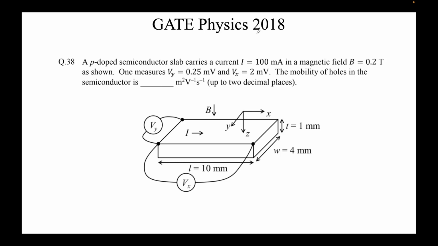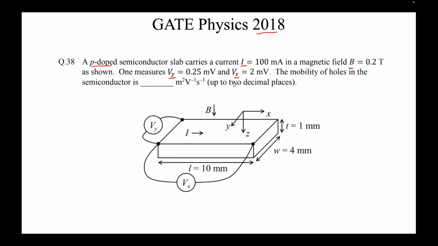The problem from GATE Physics 2018 reads as follows. A p-doped semiconductor slab carries a current I equal to 100 milliamps in a magnetic field B equal to 0.2 Tesla as shown. One measures Vy equal to 0.25 millivolts and Vx equal to 2 millivolts. The mobility of holes in the semiconductors is, and the units are meter square per volt second.